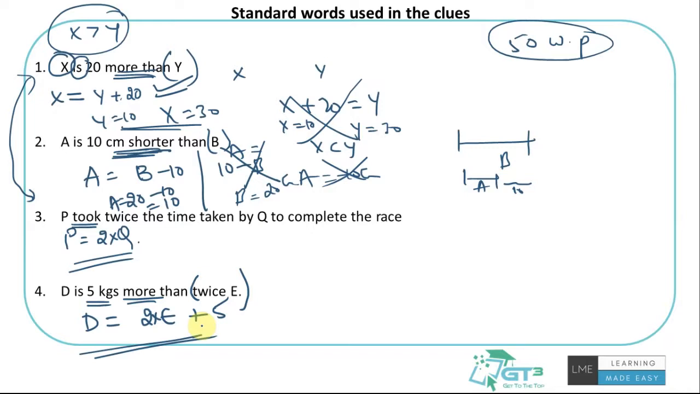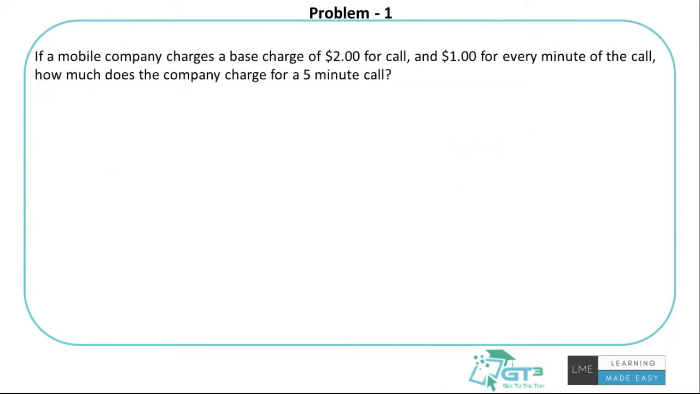If you just get this clear and solve maybe some of the questions, you will be very comfortable with converting the clues into the statements. So let's solve these problems to get used to this. This is a simple word problem, only one variable. If a mobile company charges a base charge of $2 per call and $1 for every minute of the call, how much does the company charge for a 5-minute call?